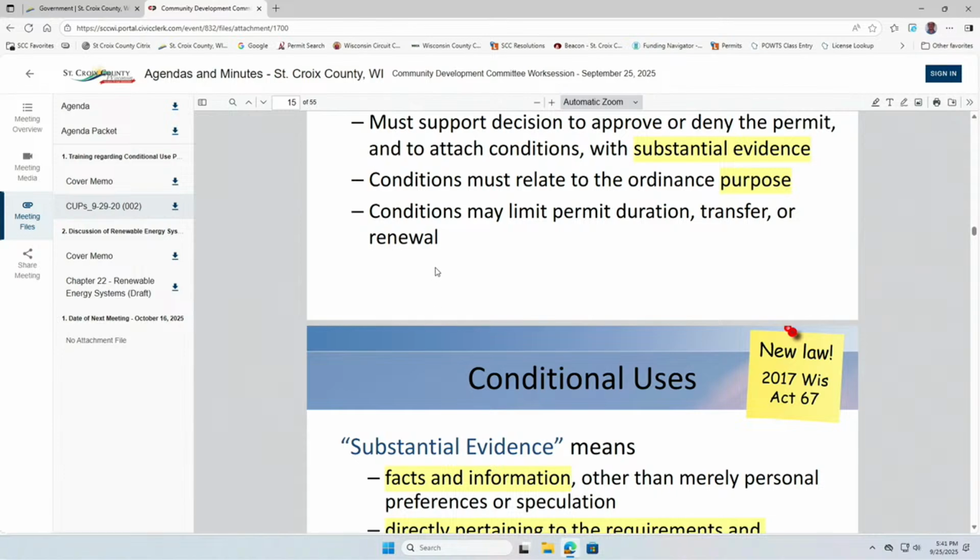One of the things before Act 67 is that you couldn't really limit the duration of a CUP, and that it was good forever. So some counties have chosen to put a term on the CUP permit. For example, St. Croix County, we've got a 5-year duration on our non-metallic mines. And so you could also do that on any use. So maybe we have a sawmill permit, you could put a duration on it of 5 years if you wanted.